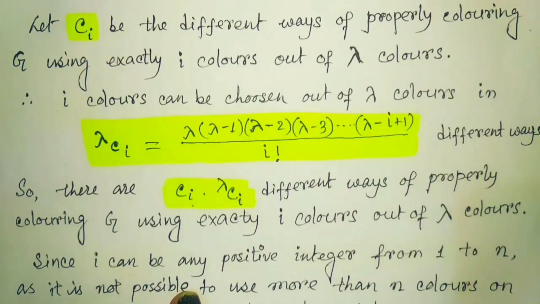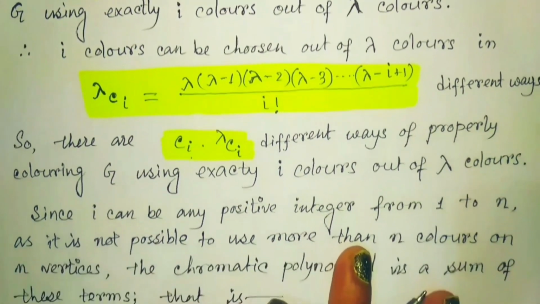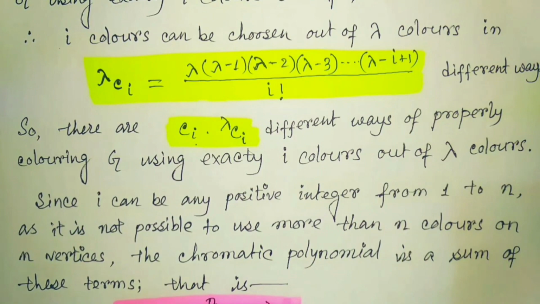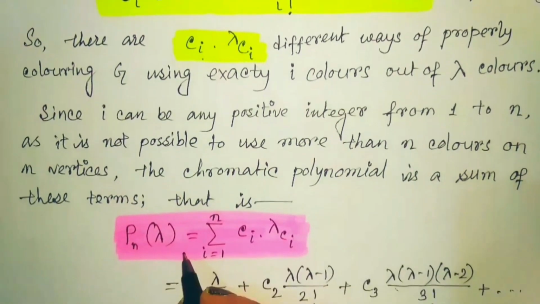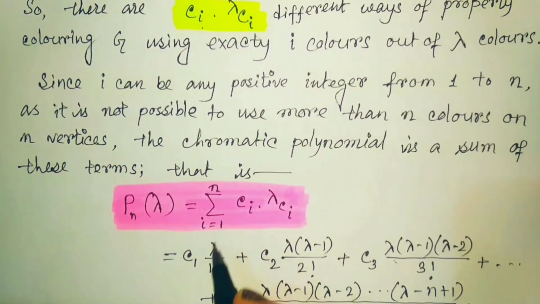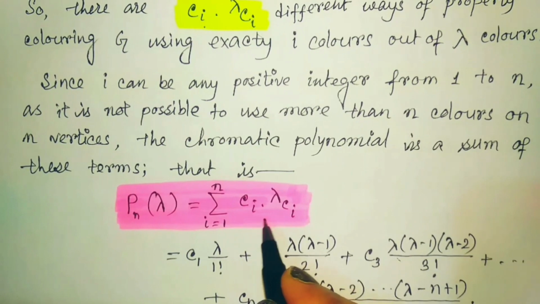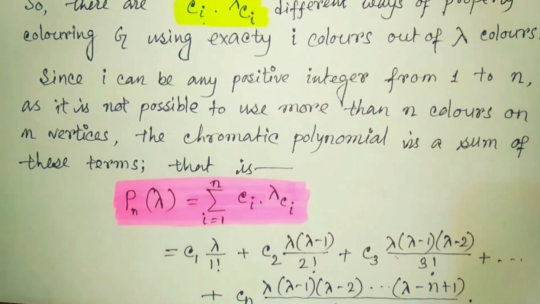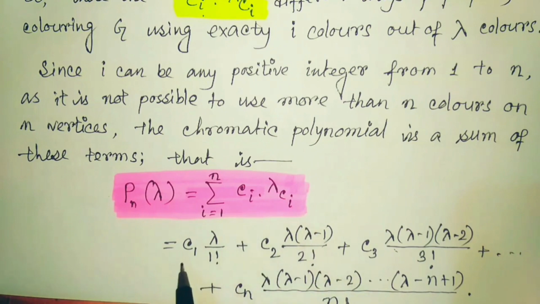Now, since i can be any positive integer from 1 to n, as it is not possible to use more than n colors on n vertices, the chromatic polynomial is a sum of these terms. So the chromatic polynomial P_n(lambda) is equal to the summation for i equals 1 to n of C_i times lambda C i. What does it mean? If the required number of colors is 1, 2, 3, 4, 5 and so on up to n, then what should be the total number of ways of coloring? We can write this in this format. If we expand it, we get C1 lambda by 1 factorial plus C2 lambda into lambda minus 1 by 2 factorial, and so on. These are all binomial expansions, nothing else.